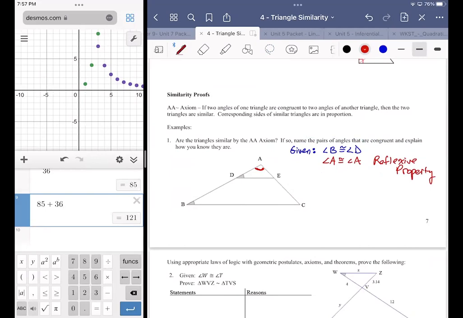All right, so that reflexive property is telling us that angle A is congruent to angle A, just like 2 is equal to 2. You're not really telling us anything earth-shattering, but what we're saying is angle A from one triangle is the same as angle A in the other triangle, because it's the same angle A, because those two triangles are overlapping.